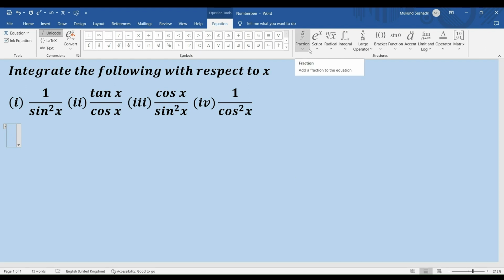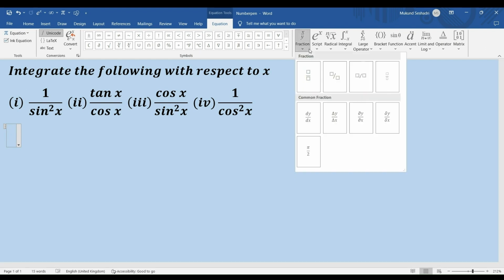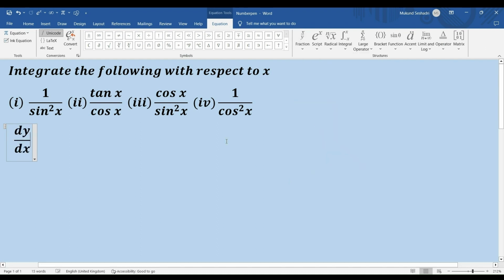So what do we mean by integrate with respect to x? We've been given dy by dx is equal to 1 by sine square x, and we've been asked to find what is y, right? So that is what we mean by integrate the following with respect to x, right? So what is my 1 by sine square x? My 1 by sine square x is nothing but cosecant square x, right?